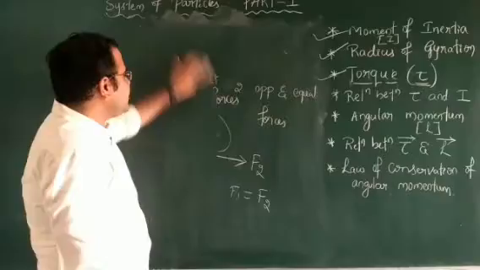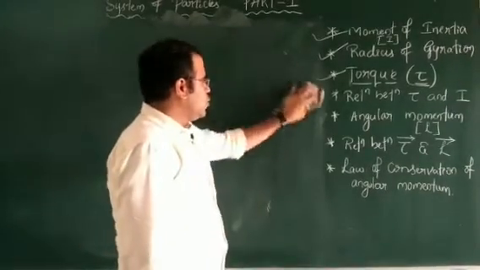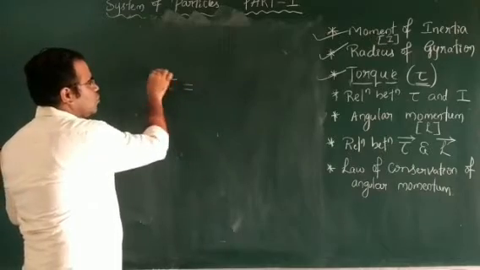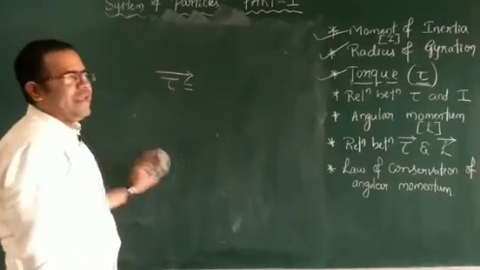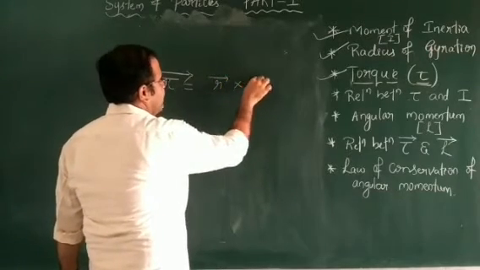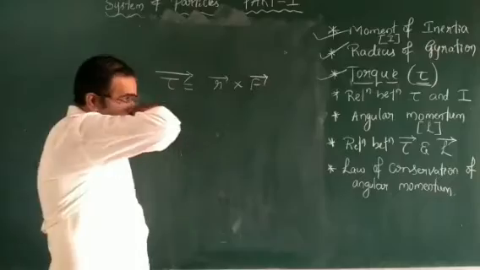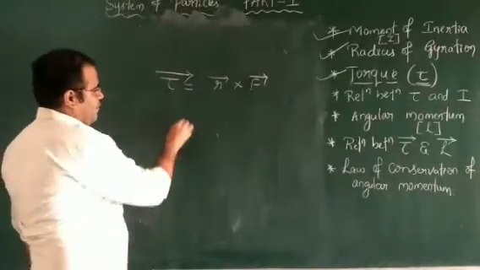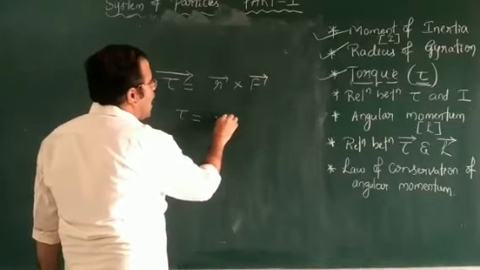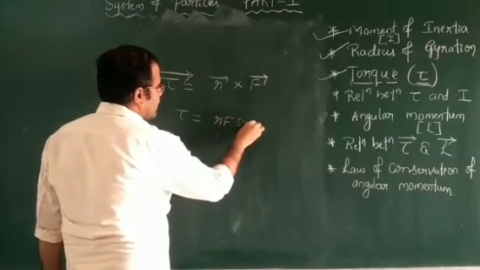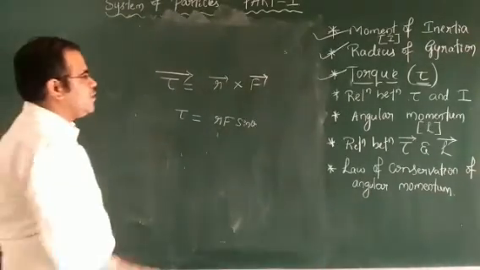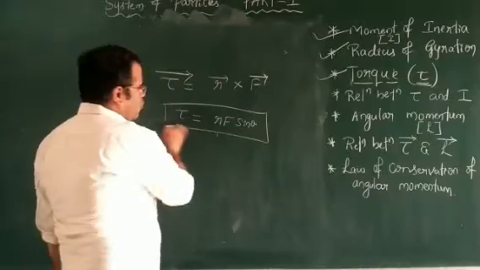Next, the equation for torque, given by tau. Remember it is a vector quantity: vector tau is equal to vector r cross vector f. If I write the magnitude, we can write tau is equal to r f sin theta. So this is the equation corresponding to the tau value.